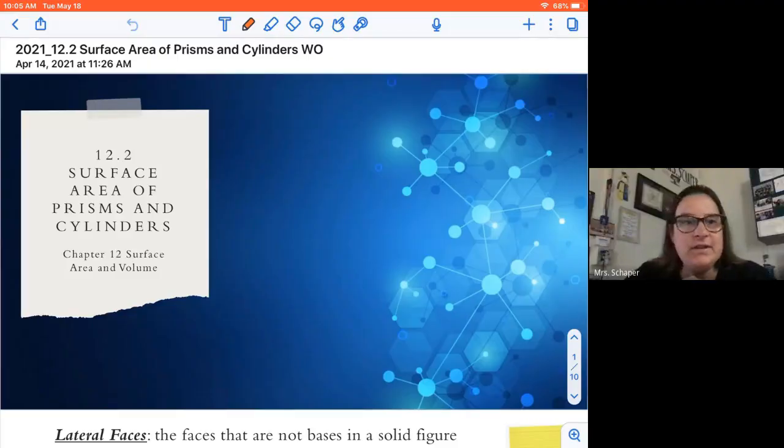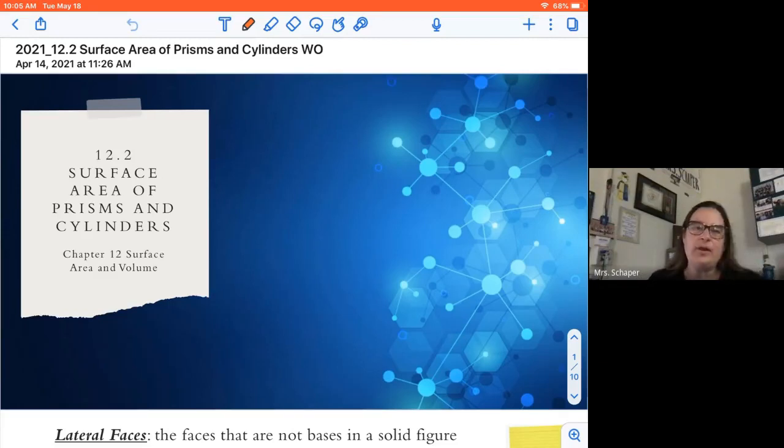Hey, mathematicians. We're going to get ready with chapter 12. It's the last chapter of the year. We're going to be talking about surface areas of prisms and cylinders. Just a heads up, you will get the formulas on your assessment, so no need to worry about that. All right, so let's get cruising right away.